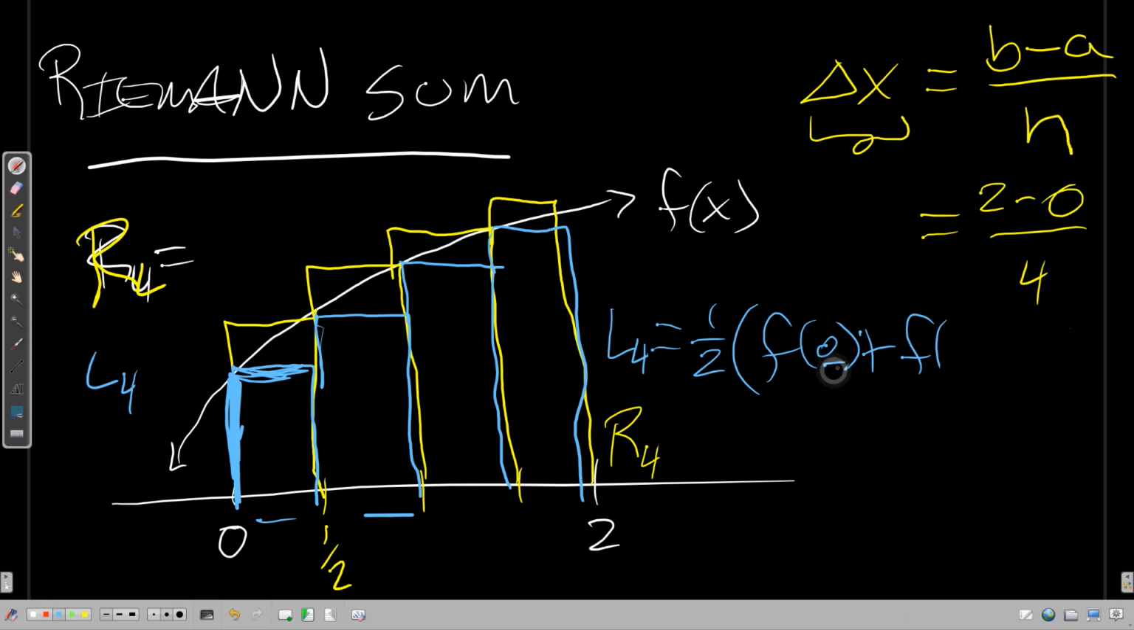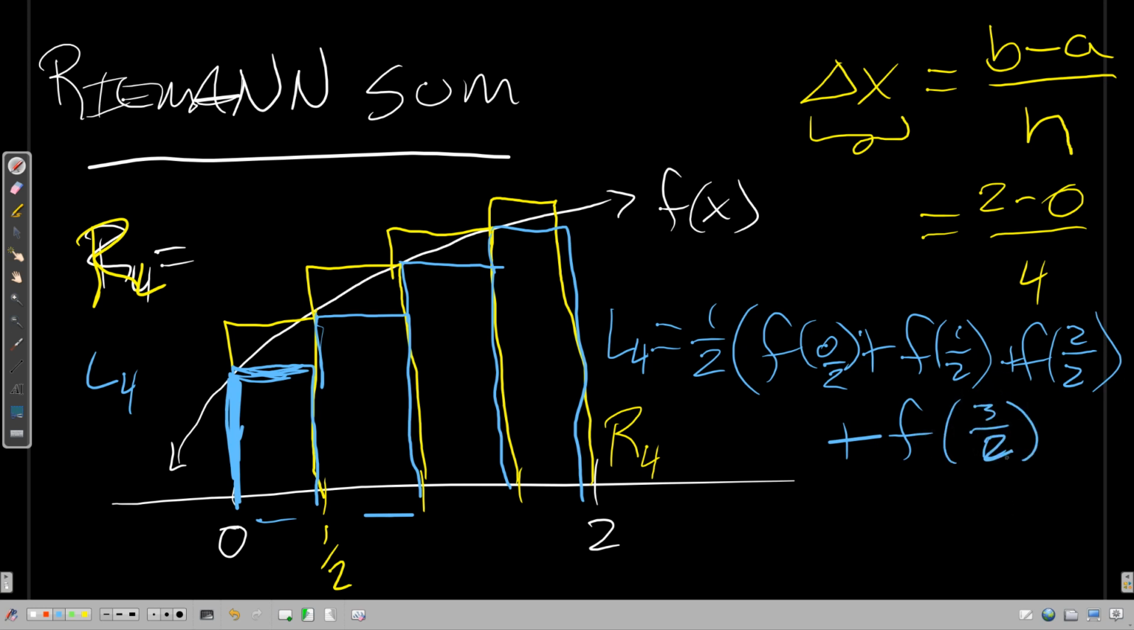So here's how I do it. 0/2, 1/2 plus f of 2/2 plus f of 3/2. Now I've got 4 heights, and then when you distribute, if you distributed this 1/2 right here, you'd have 4 different areas.